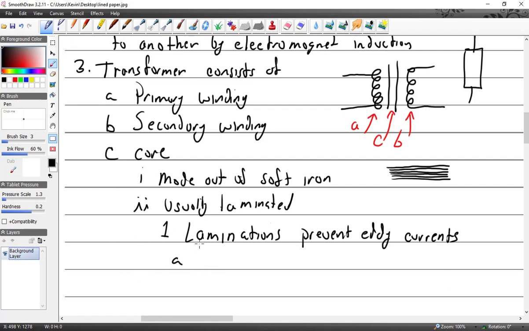All right. So what are eddy currents? Eddy currents are small little circular currents within a conductor core. They add resistance, power loss, and heat, which is not a good thing. Eddy currents, E-D-D-Y.